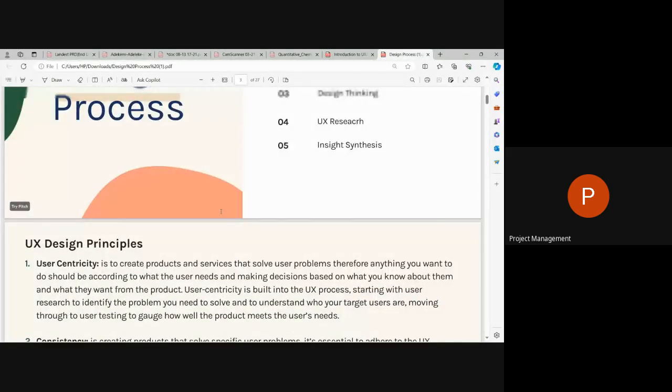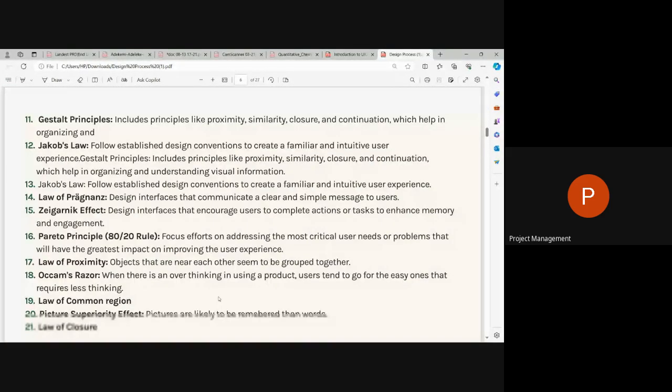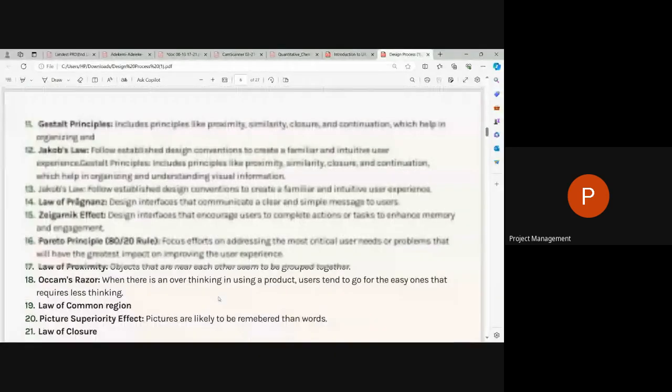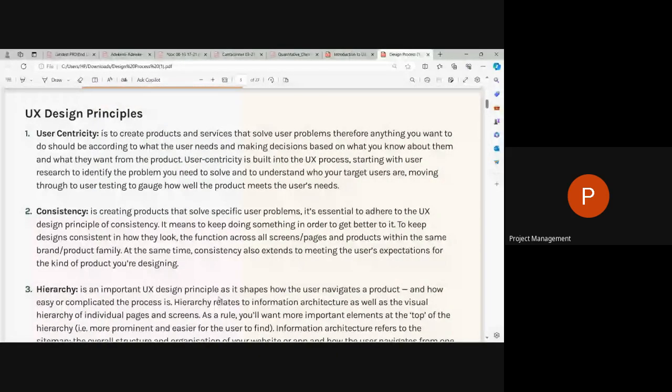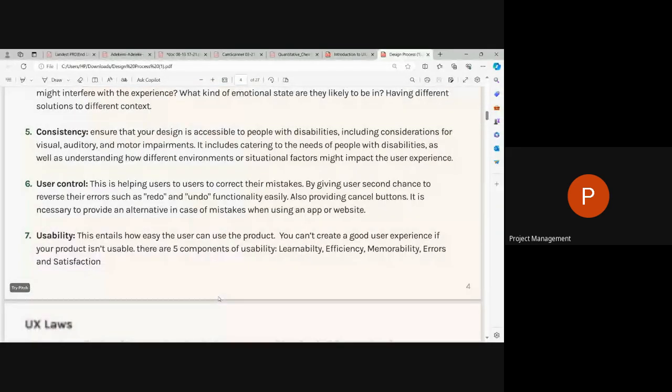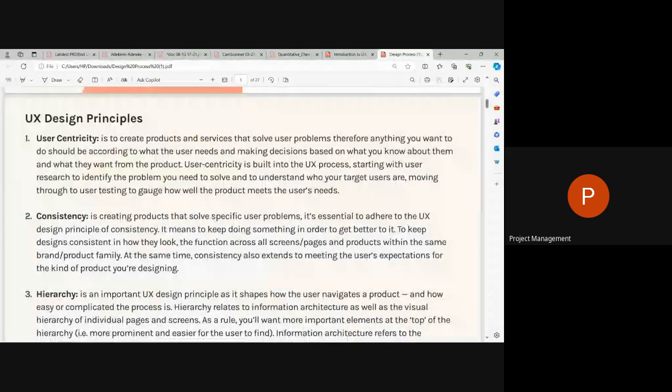Okay, so I want us to take one more thing. I want us to take some aspects before we call it a day today. I want us to talk about UX design principles and some UX laws.